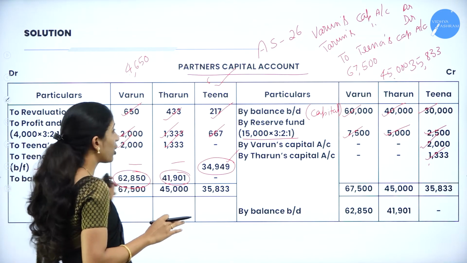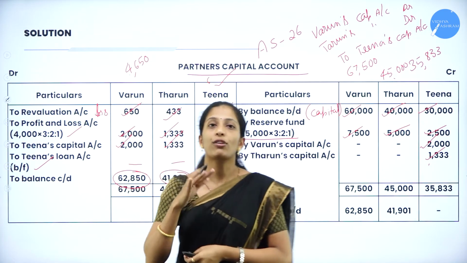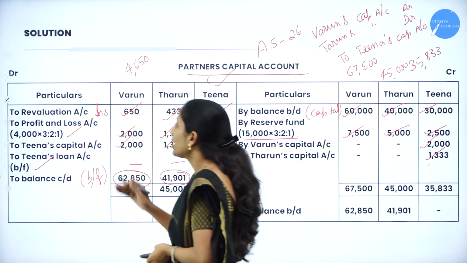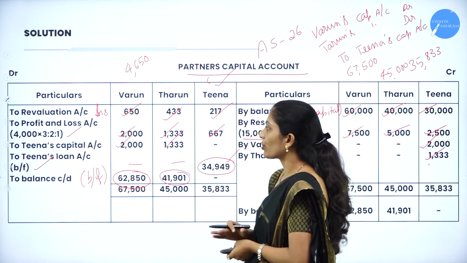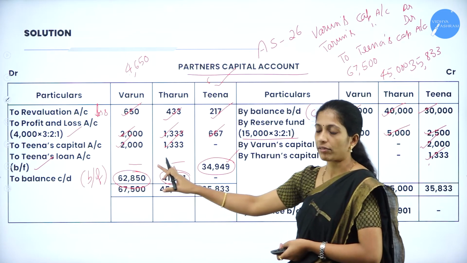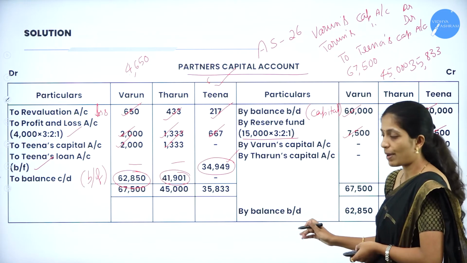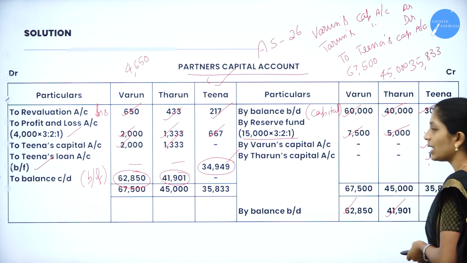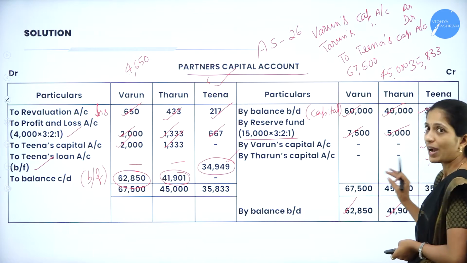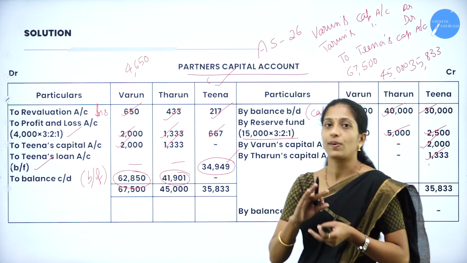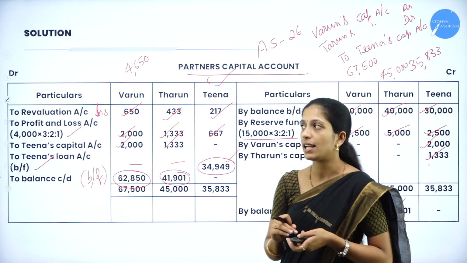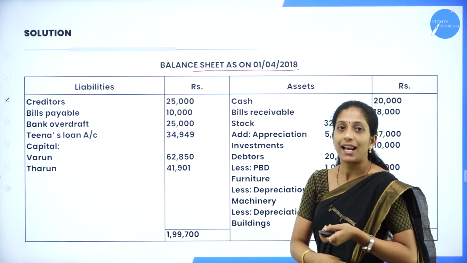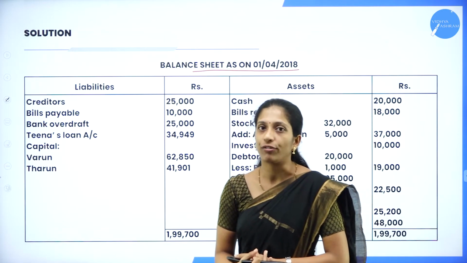Now whatever the amount you have carried down, that is the amount of the remaining partners. This amount is the balancing figure, so you have carried down that amount. Now what will you do? Whatever amount you have carried down, you have to bring down that balance, as balance brought down 62,850 and 41,901. Whereas the retiring partner, she is not going to continue, so we are not going to carry down her balance. Next we will prepare the balance sheet, that is on the date of retirement of a partner.